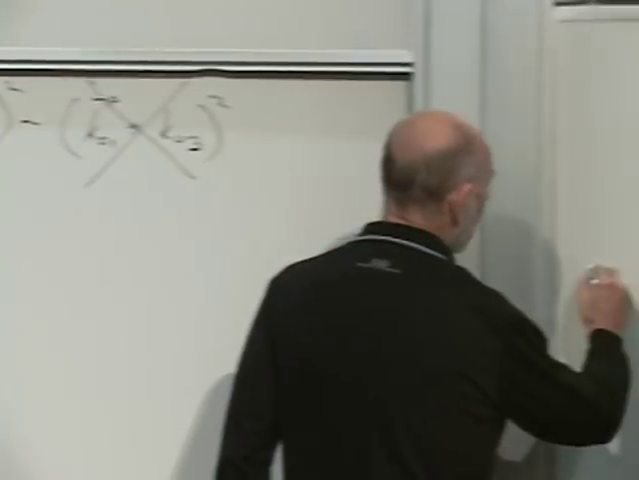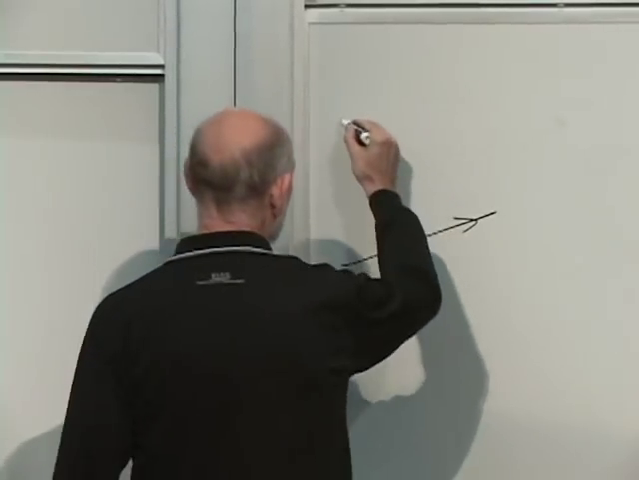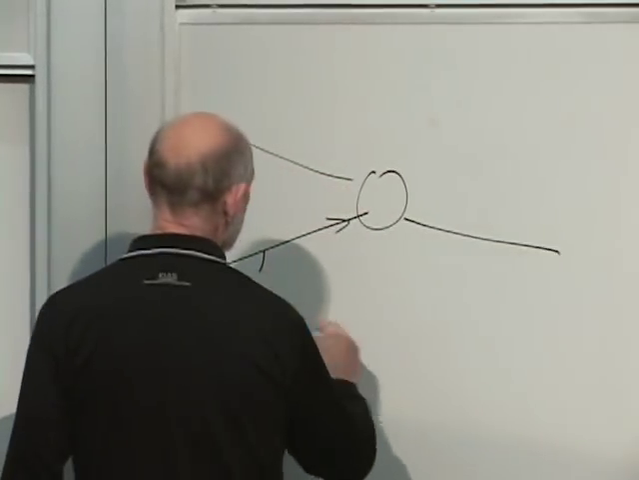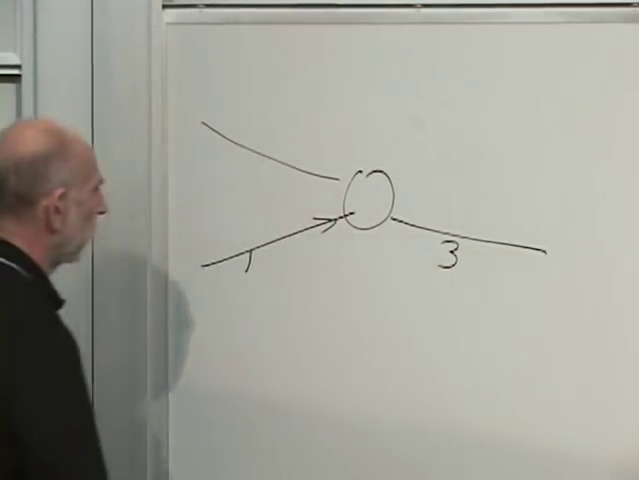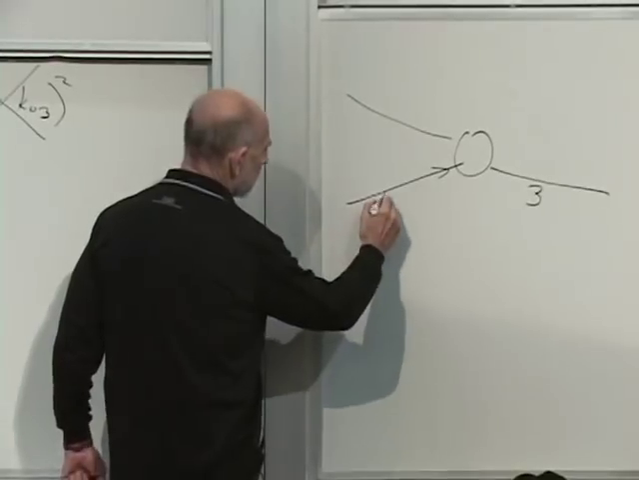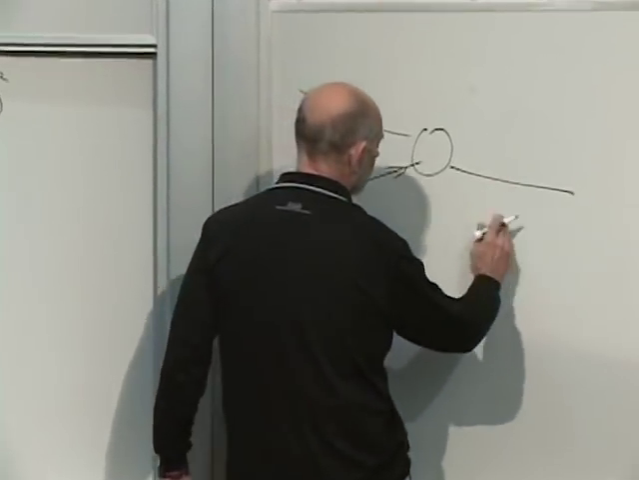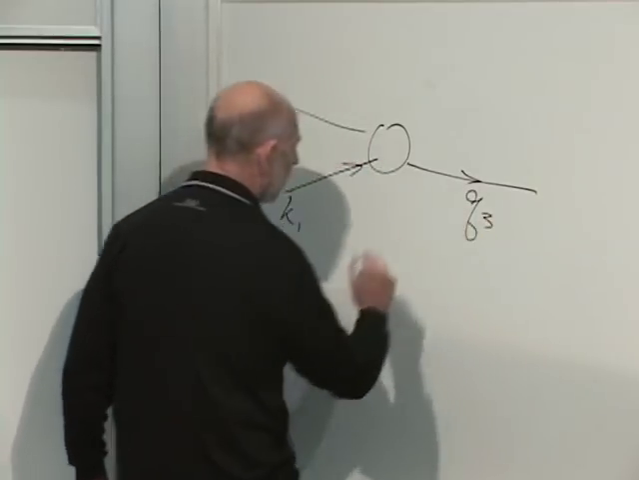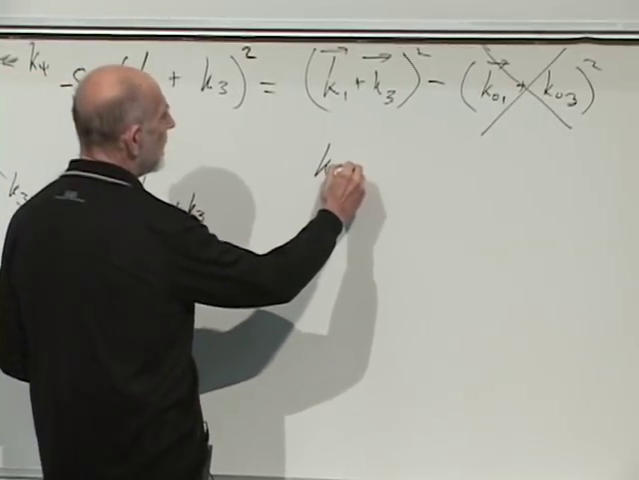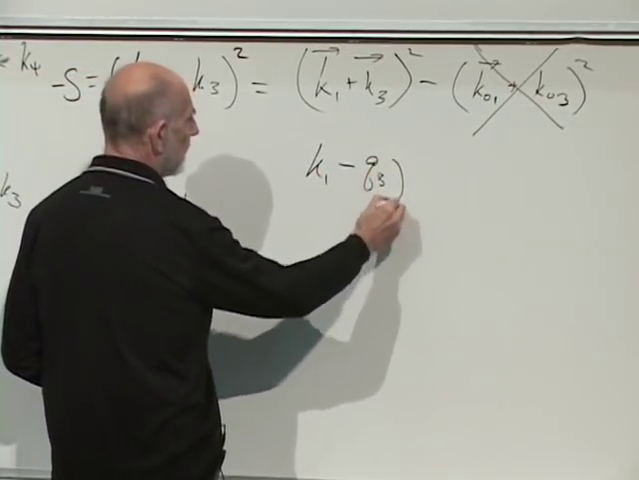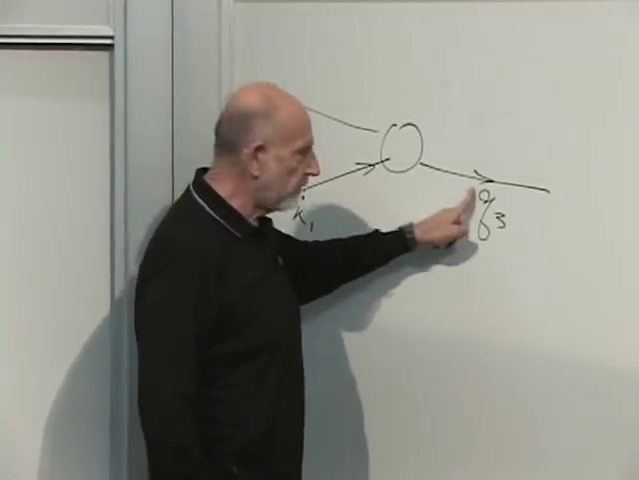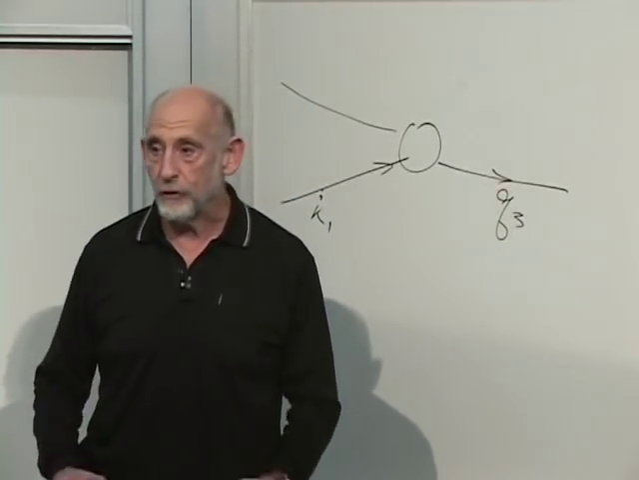K1 comes in, particle 1 comes in, and of course also particle 2. Particle 3 goes out. Here's particle 3. 1 goes in, 3 goes out. But if we label these particles with the Ks, K1, and let's call this one now Q3, let's make it an outgoing particle, then really what this is is K1 minus Q3 squared. It's really the difference of the momentum of the incident particle and the final particle. It's called the momentum transfer.